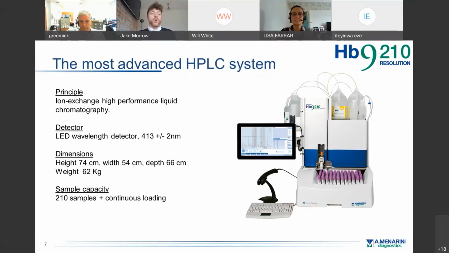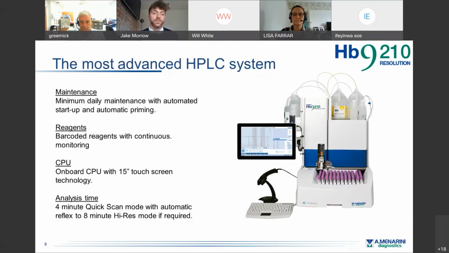So the onboard sample capacity is 210 samples, which should be appropriate for most laboratories, but you have continuous load, and of course, if you have a significant workload, you can have multiple systems to manage any workload. Maintenance of the HB9210 resolution is, well, it says here minimum. It's a lot closer to none, actually.